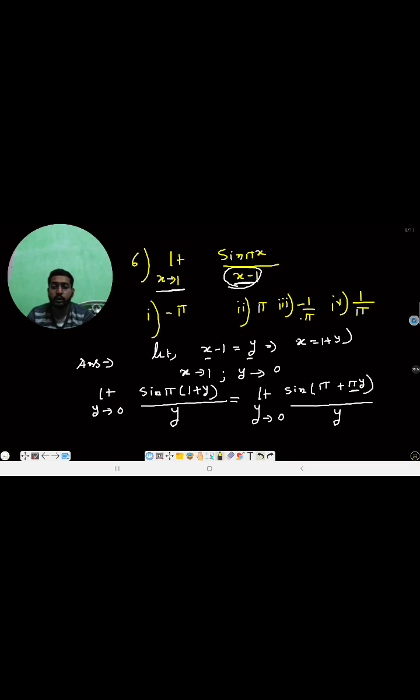So here, where is minus pi? Yes, option 1. So option 1 will be the correct one for this one. Now we'll move to question number 7. So what is given in question number 7? This is also a very interesting one.